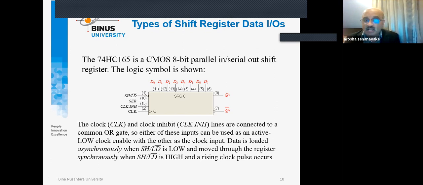So we have two important ones, clock and clock inhibit, connected to a common OR gate. Either of these inputs can be used as an active low clock enable with the other as the clock input. Very important to understand that.